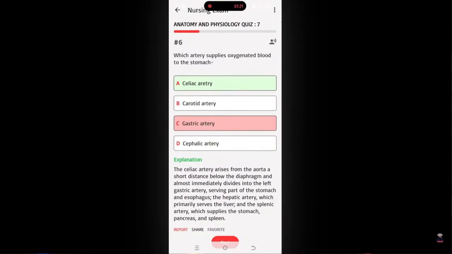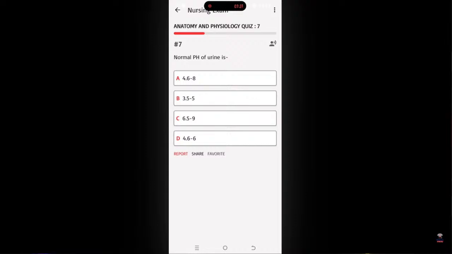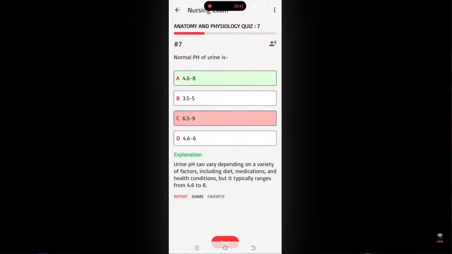Normal pH of urine is A. 4.6 to 8. B. 3.5 to 5. C. 6.5 to 9. D. 4.6 to 6. Correct answer is A. Urine pH can vary depending on a variety of factors, including diet, medications, and health conditions, but it typically ranges from 4.6 to 8.